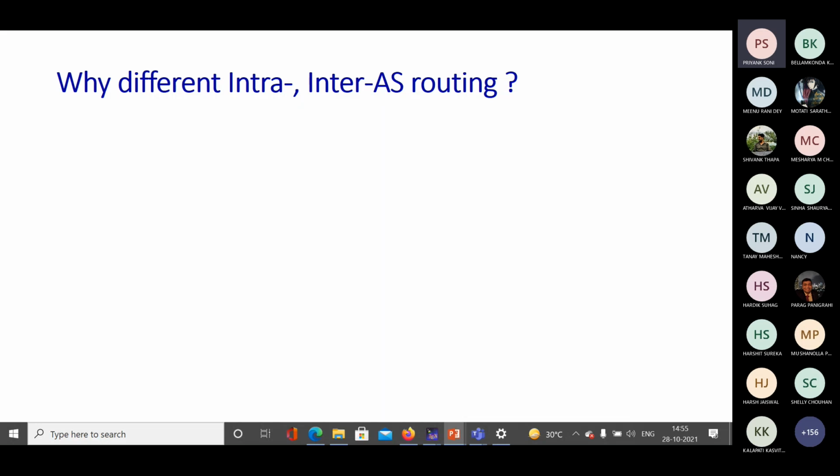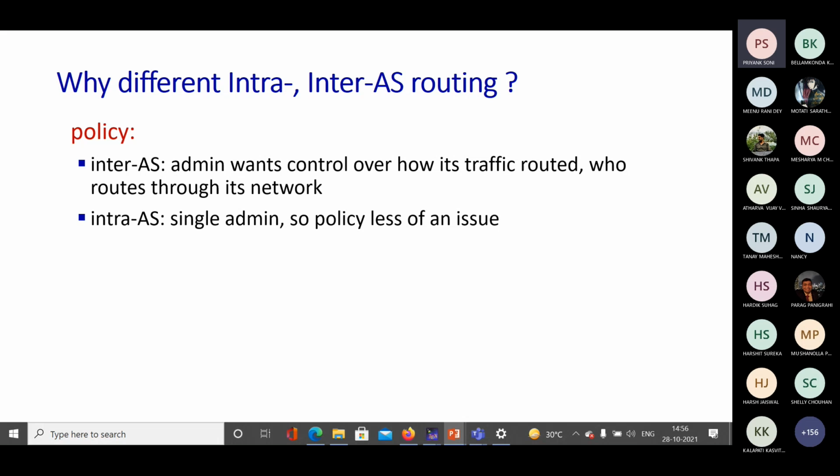Now the question is, and I'll take just 1 or 2 more minutes because I've lost some time in the beginning of the class, why do we need different intra- and inter-AS routing? Okay, so see, in inter-AS routing, the admin wants control over how its traffic is routed, and who routes through its own network. Okay, so that is about inter-AS routing. And in intra-AS routing there is a single admin, who can control what policy will be used within that given AS.